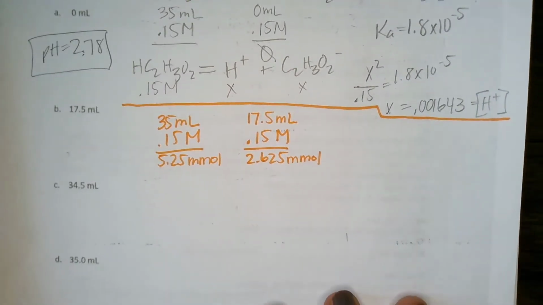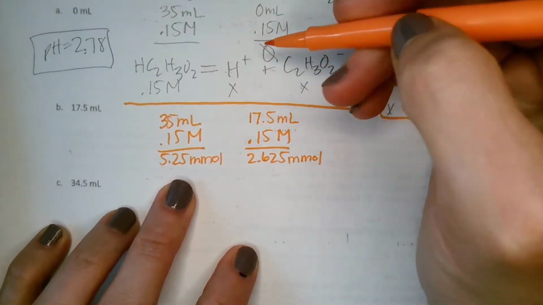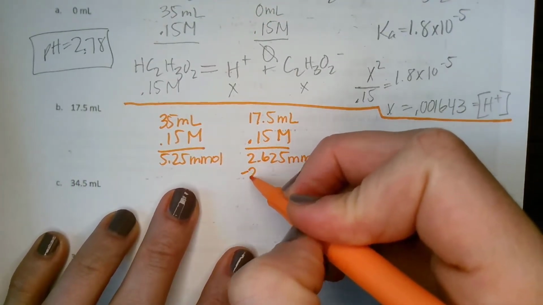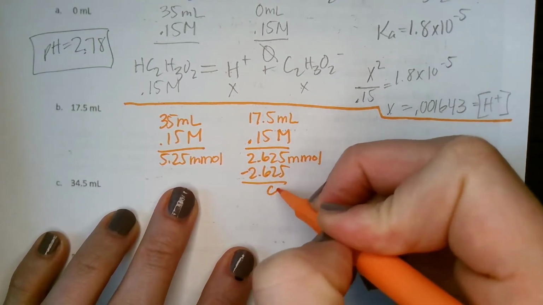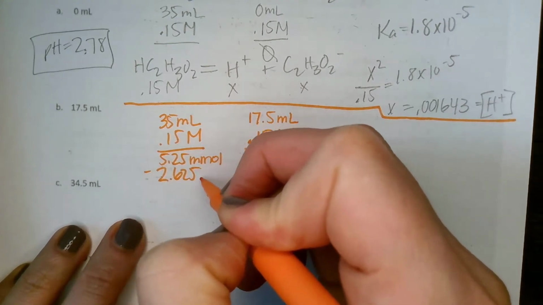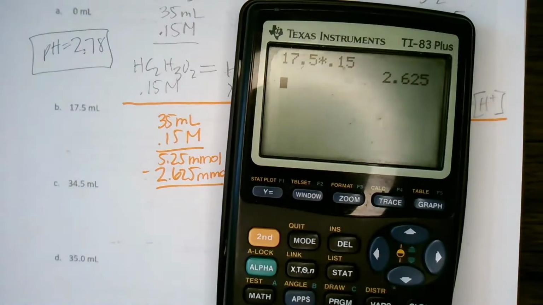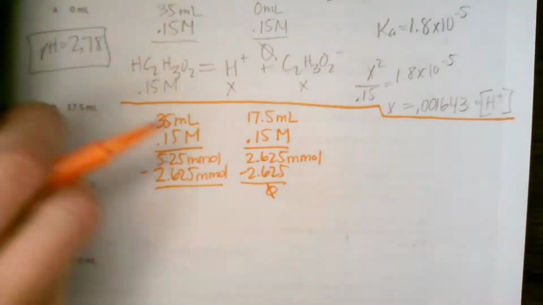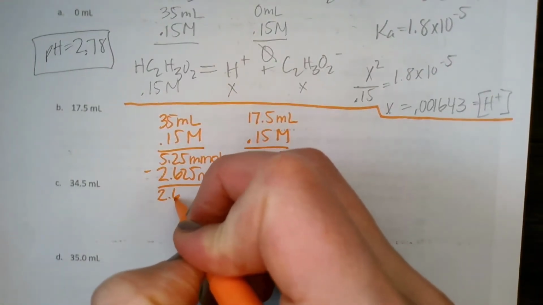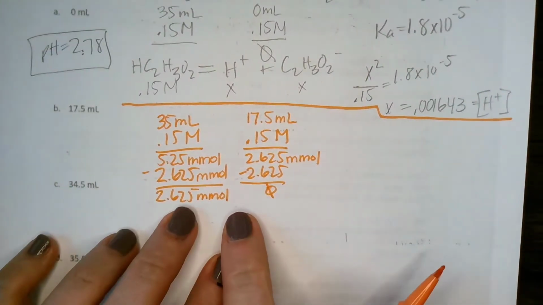All right, so we can see that our limiting reactant is our sodium hydroxide. So let's subtract 2.625 minus 2.625. What does that get us? 5.25 minus 2.625. Oh, exactly half. So we get 2.625 millimoles, and that's of our acetic acid.